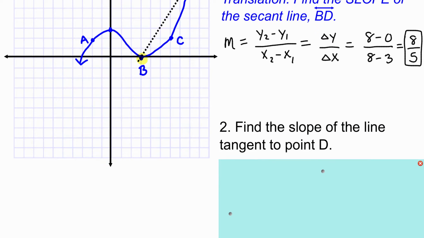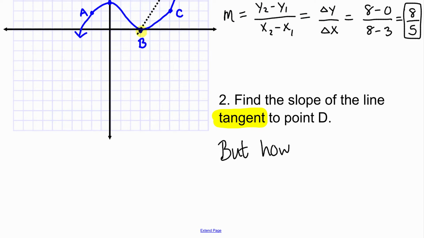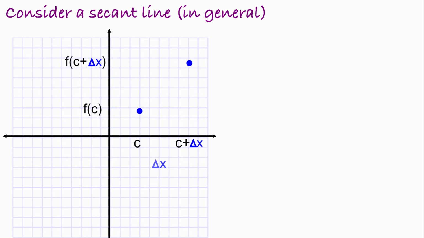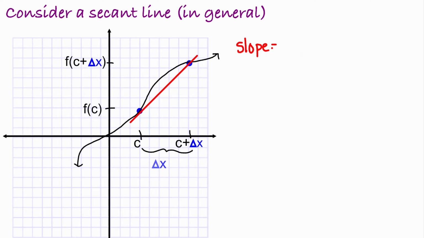Now, suppose we're asked to find the slope of the line tangent to point D. This is the rate of change at that instant D. How do we do this? To answer that question, let's consider a secant line in a curve. I have labeled an x value c, and the next x value just c plus delta x. Remember, delta x means the change or distance between the two x values. My corresponding outputs for these points are f of c and f of c plus delta x. Let's connect the 2 points to form our secant line and think about how we would write the slope in general.